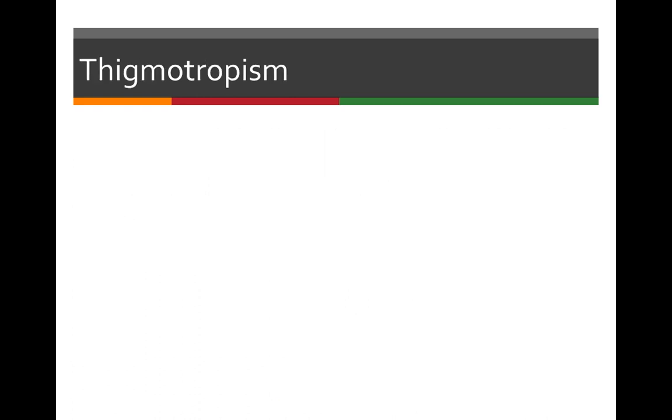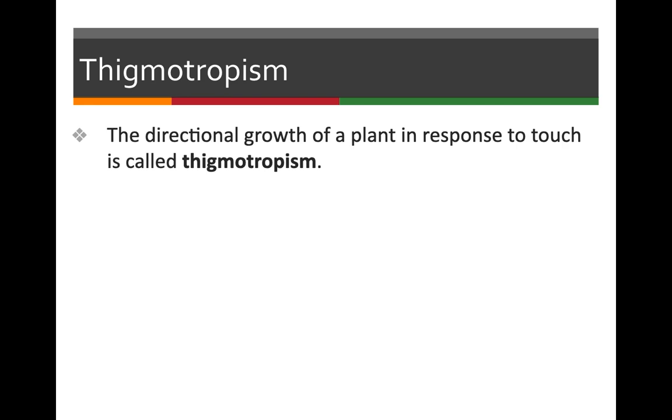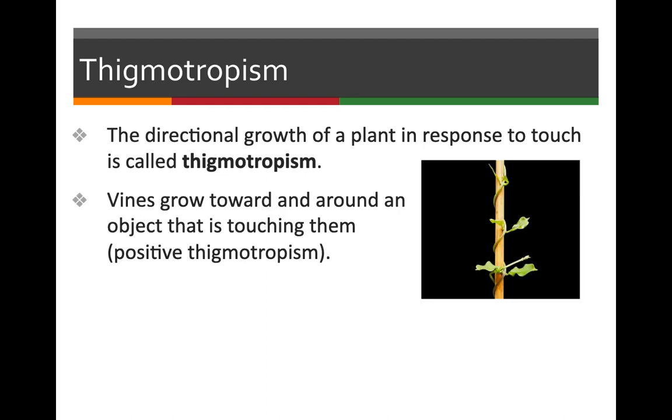And finally, the last tropism is thigmotropism. This is directional growth of a plant in response to touch. It's different than the nastic response we were talking about with touch. This is when there's actually growth in a certain direction, not just a movement. For example, vines grow toward and around an object that's touching them, right? So they've grown in a positive way around that object. That's a positive thigmotropism.